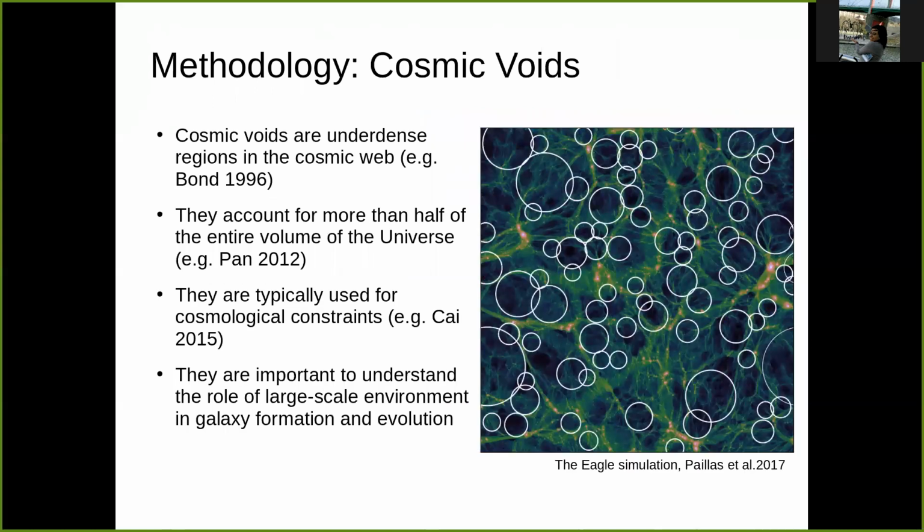Let me talk a bit about cosmic voids, which are underdense regions in the cosmic web. They account for more than half of the entire volume of the universe, and they are typically used for cosmological constraints. They are important because they are ideal to understand the role of the large scale environment in galaxies, since, because they are underdense regions, they are not subjected to physical processes that act in denser environments.